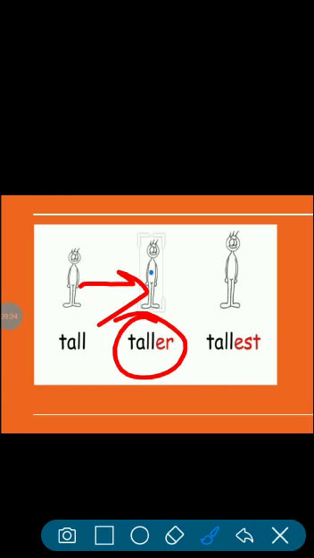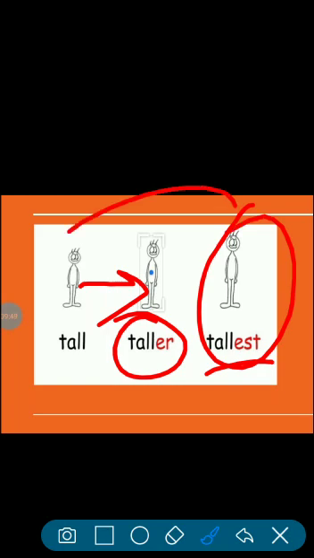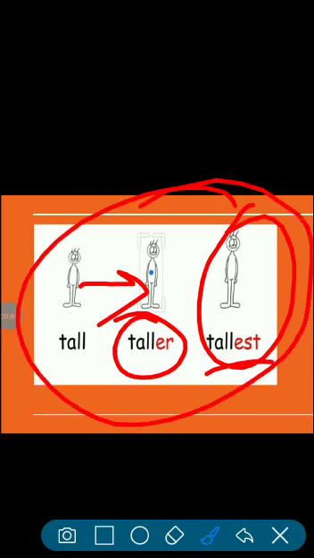It is not just memorizing the things that this is degree. We have to understand. And then the third one is tallest. So he is the tallest guy of all the three. If we compare all of them, then he is the tallest one.